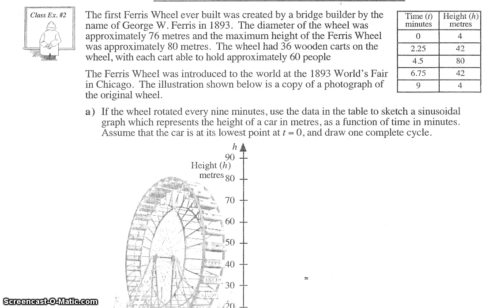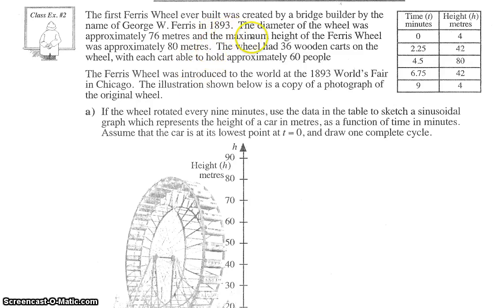Okay, example 2. This is one of my favorite examples because it's discussing the original Ferris wheel, which is really cool. So the first Ferris wheel ever built was created by a bridge builder by the name of George W. Ferris in 1893, hence the name Ferris wheel. The diameter of the wheel was approximately 76 meters, and the maximum height was approximately 80 meters. You know what that means? That Ferris wheel was about the height of a 26, 27-story building. Is that crazy or what?